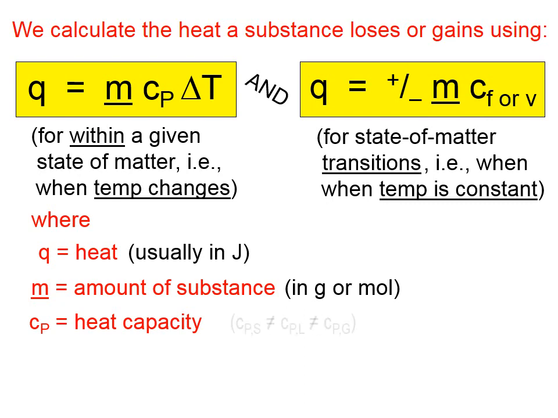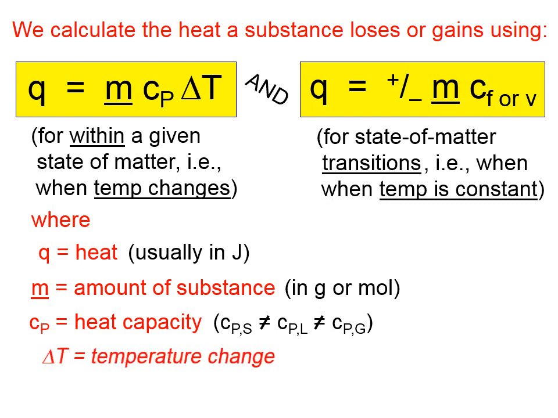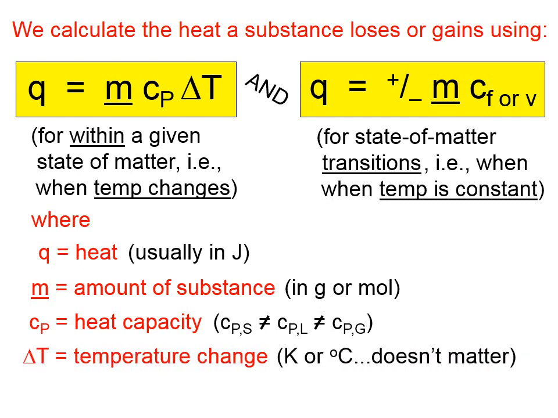C sub p is the heat capacity. Now it could be the molar heat capacity, sometimes that's given, or it could be a specific heat capacity, but in any case, the heat capacity of the solid phase is different from that of the liquid phase and is different from that of the gaseous phase. So we need to pay attention to what state of matter we're in and choose the appropriate heat capacity. Delta T is obviously the temperature change, and again, it doesn't matter if we're in Kelvin or Celsius, because we're taking a temperature difference, and the difference between two temperatures in kelvins and the difference between two temperatures in Celsius is exactly the same.